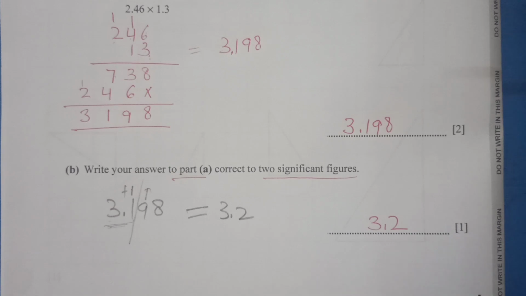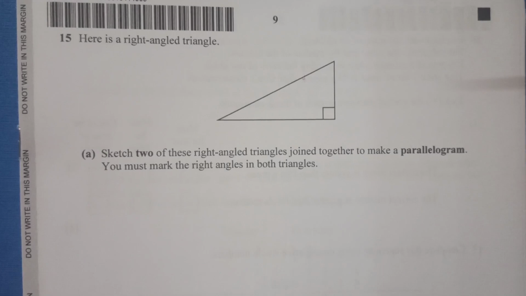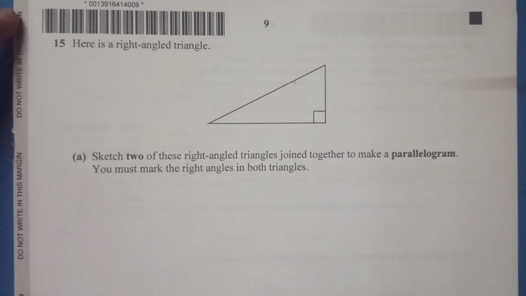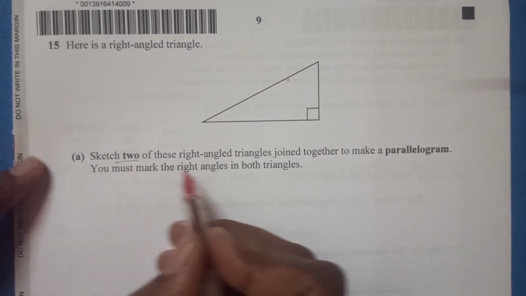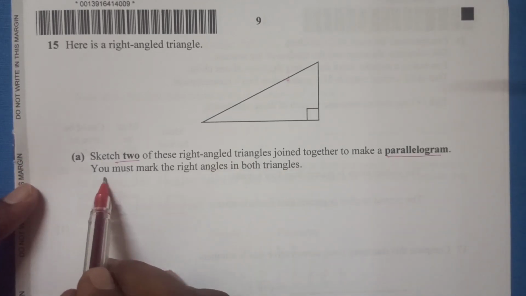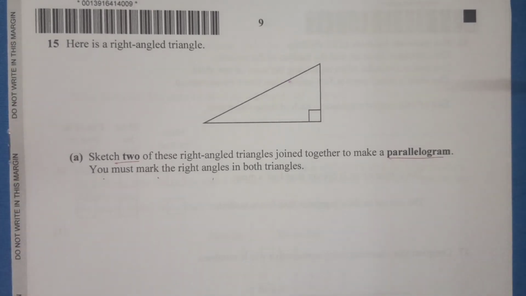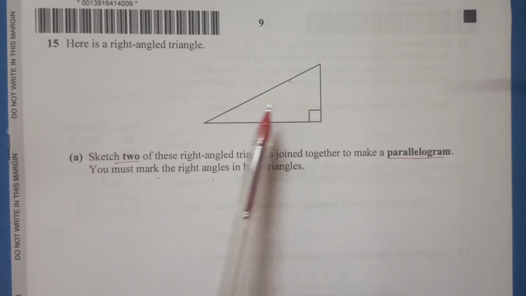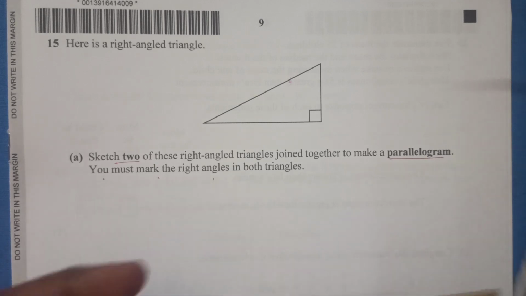Right? Now next, number 15. Here is a right angled triangle. You can see this right angled triangle. Sketch 2 of these right angled triangles joined together to make a parallelogram. You must mark the right angles in both triangles, right? So we are given this triangle here. As you can see, we are not given any scale, so we are not going to use any measurement. I'm just going to take it roughly from here.